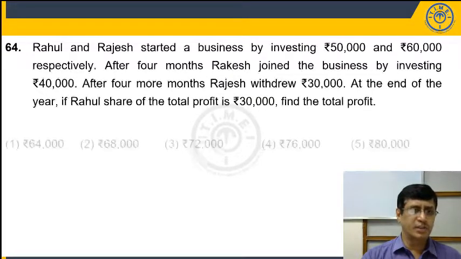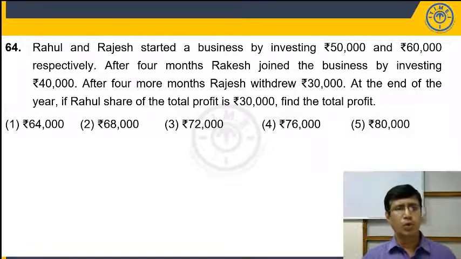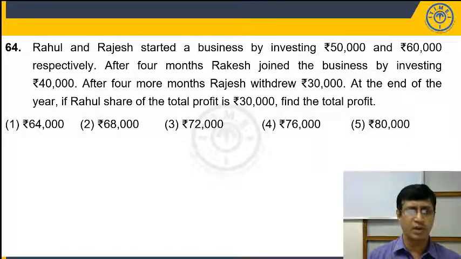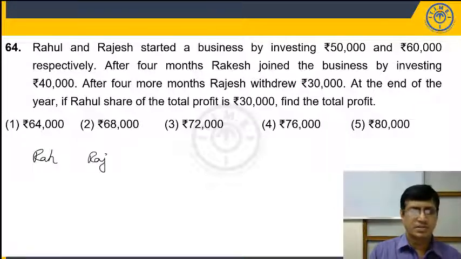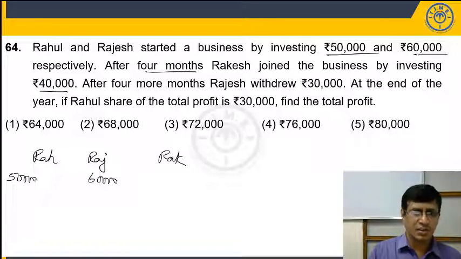The next example on your screen, question number 64. Rahul and Rajesh started a business by investing rupees 50,000 and 60,000 respectively. After 4 months, Rakesh joined the business by investing 40,000. So Rakesh investing 40,000, he joined after 4 months, means remaining 8 months he kept.